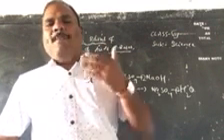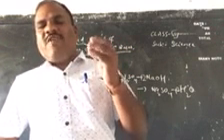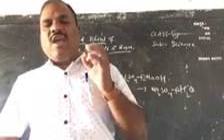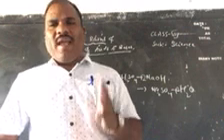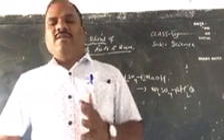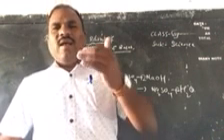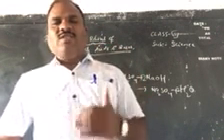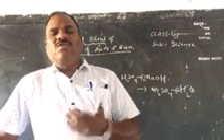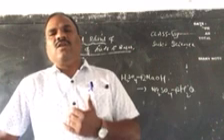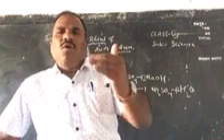Basic salts are formed from a strong base and a weak acid. Salts which change red litmus to blue are called basic salts. Example, NaOH plus acetic acid CH3COOH gives CH3COONa plus H2O. Next, neutral salts are formed from a strong acid and a strong base. NaOH plus HCl gives NaCl plus H2O. These are called neutral salts.